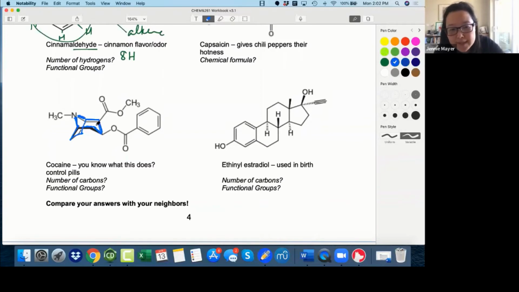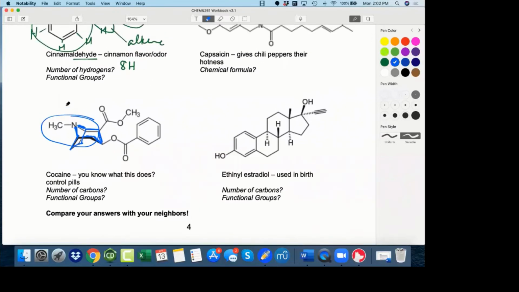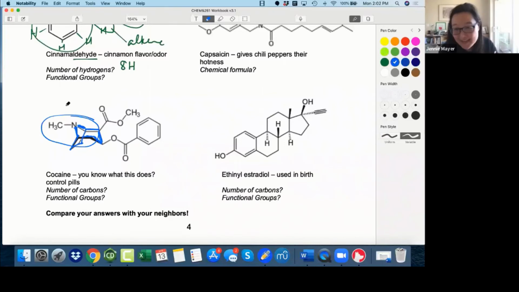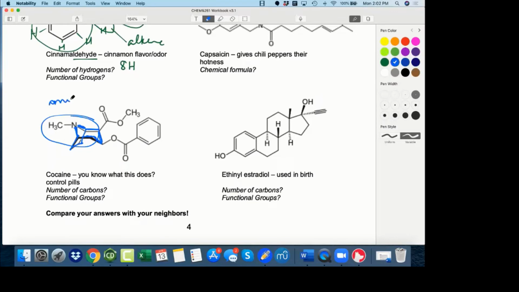Carbon-wise, that's just an alkyl group. It's just carbon and hydrogen. But this nitrogen makes this into a functional group. So I would circle that and call it what? Yes, an amine, not an amide, because there's no C double bond O next to the N. So this is called an amine.